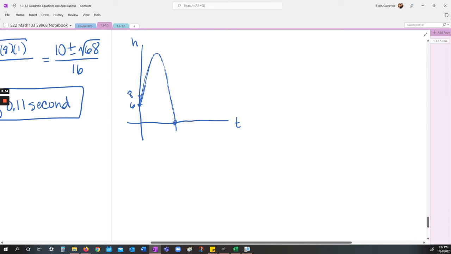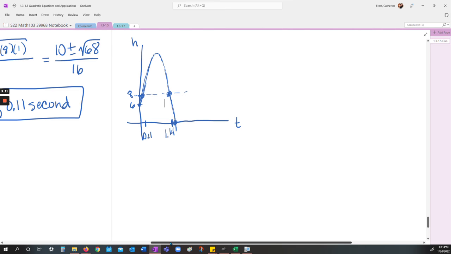And well, I guess it doesn't go underground, does it? So then 8 feet would be here. What we figured out, and this is not really drawn to scale, is that it happens first at 0.11 second, and then it happens again, about here, at 1.14 seconds. So that's kind of what's going on with this.